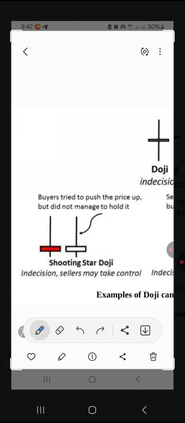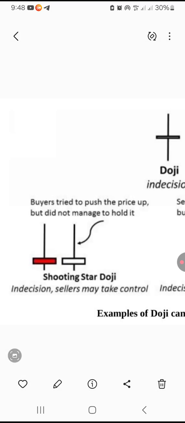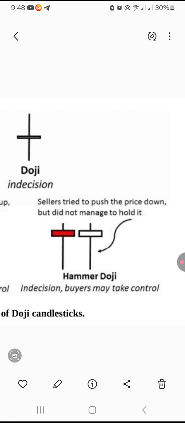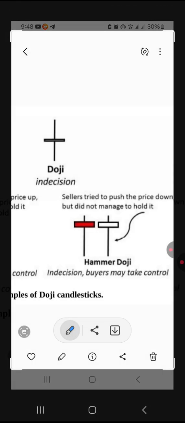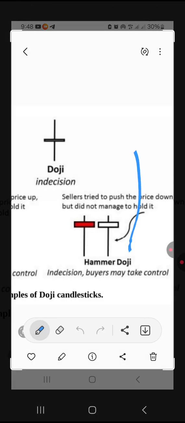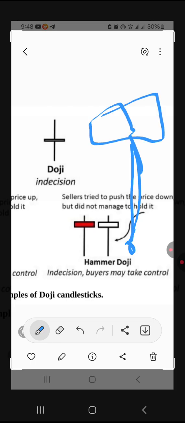for a hammer doji. Let's get back so I show you what a hammer doji is. This is what a hammer doji is. It's just the same as an indecision. Sellers try to pull this market down, but buyers came up. Buyers were stronger, so they pushed the market up. This is what a hammer doji looks like. It means that buyers came in and took over.